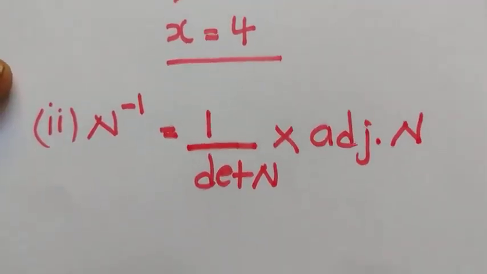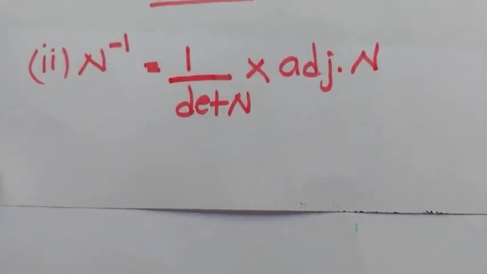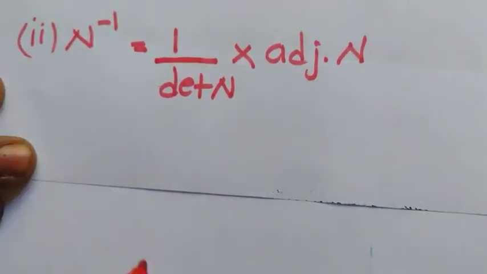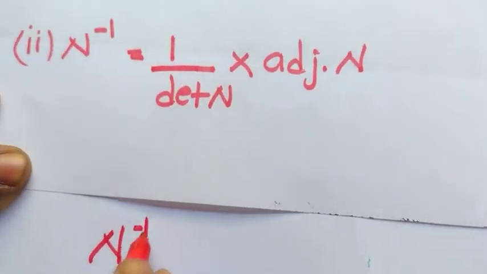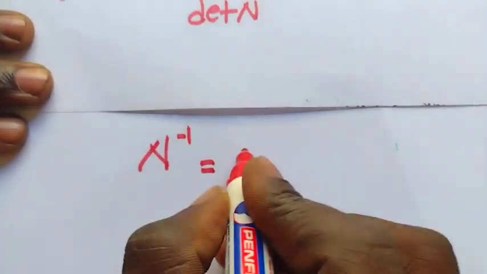So how can we answer it? Very simple. So we are going to say N inverse equals 1 over, what is the determinant of N?